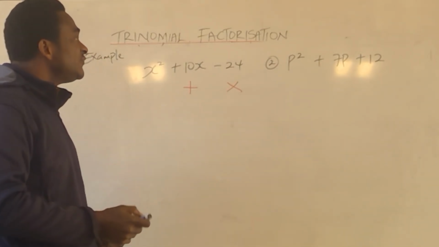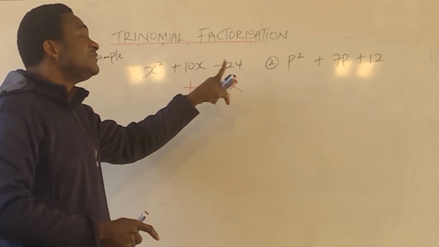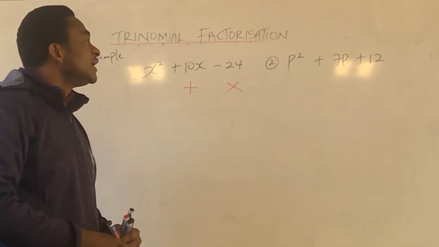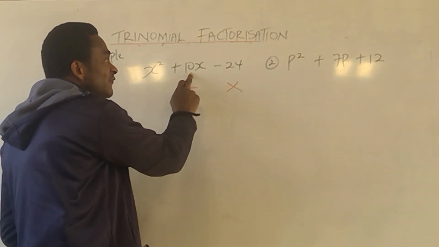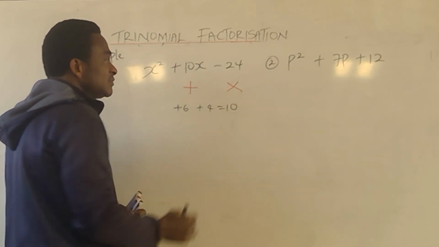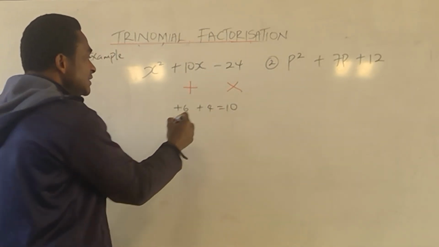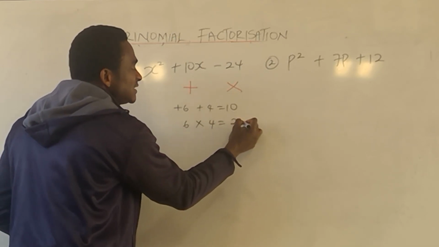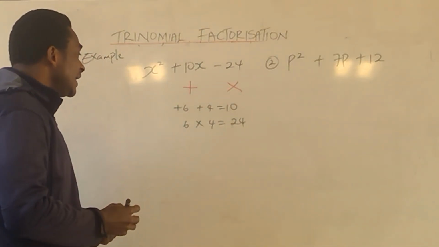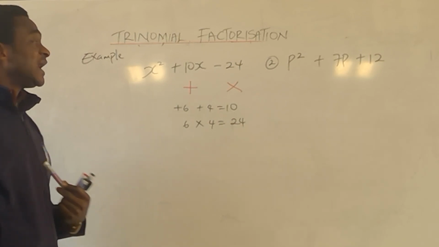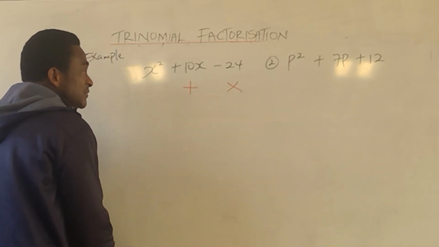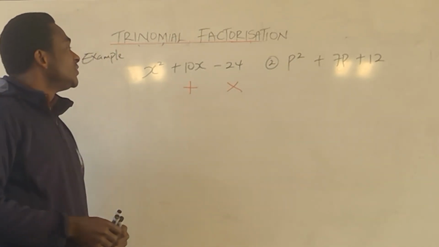Now, you can choose different 2 numbers and they will give you the middle one, but if they don't give you the last one when you multiply them, it doesn't justify the fact that they are the factors. Like here, 6 and 4. For example, 6 and 4 will give you 10. But if you look at this critically, 6 times 4 will give you 24, which is not what we have on the last one. We have negative 24. So positive 6 and positive 4 are not the factors of this trinomial because it needs to satisfy the 2 conditions.